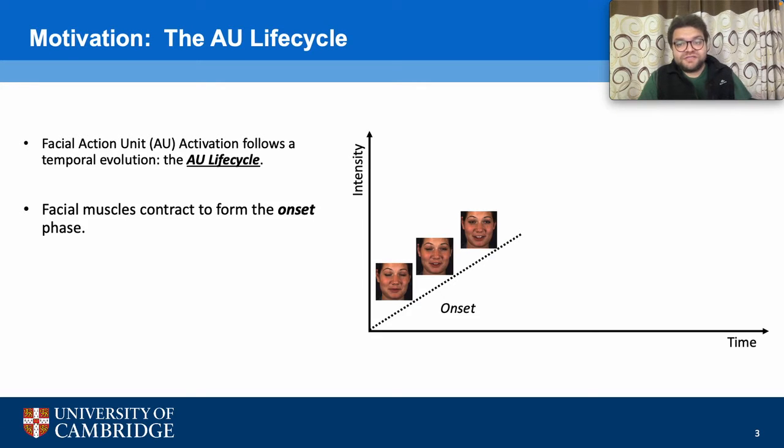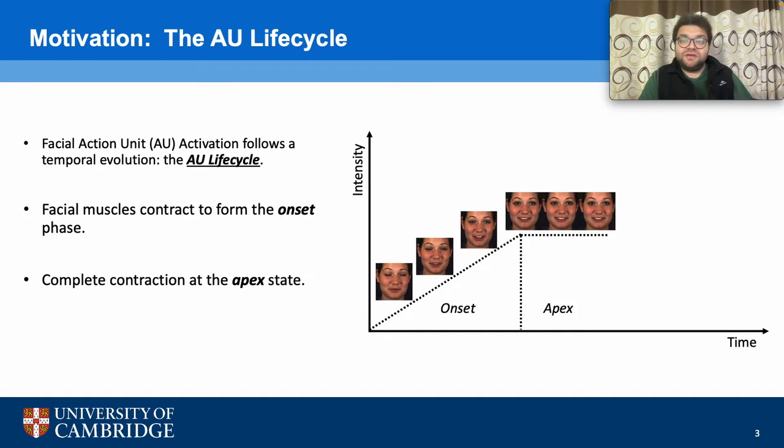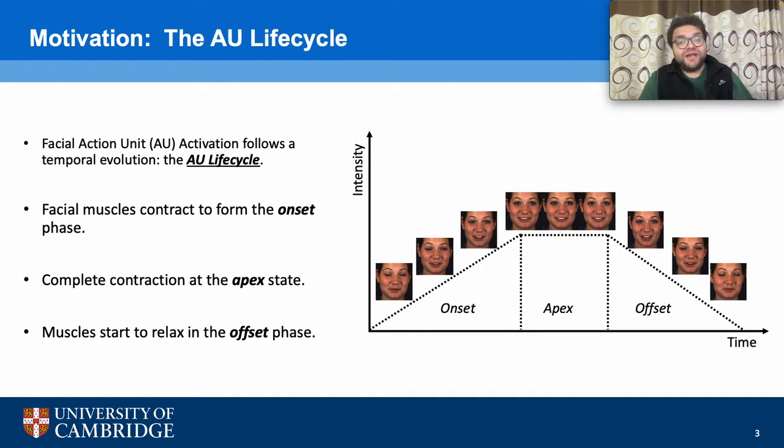Starting from a resting phase, the facial muscles start to contract during the onset phase until they are completely contracted, depicting the apex of an expression. At this stage, the highest intensity is expressed, with the individual holding the expression for some time. This is followed by the relaxation of muscles during the offset phase before returning back to the resting phase.